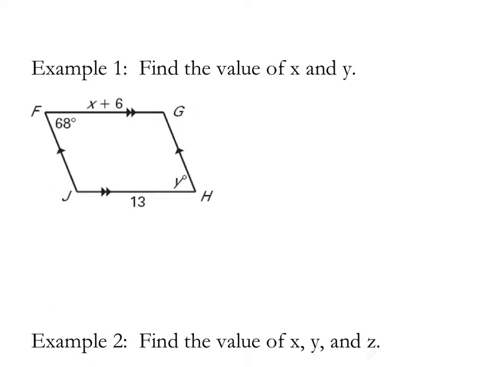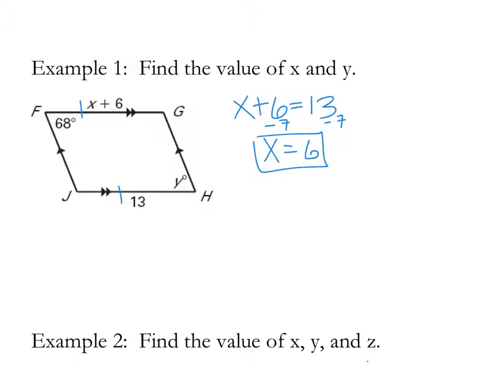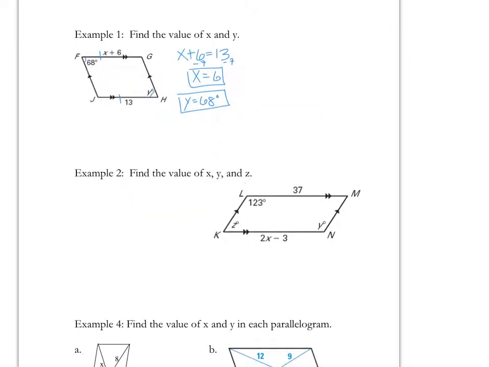So first, here's a side. If I know x plus 6 is going to be the same as 13 because opposite sides are congruent, x plus 6 equals 13. So minus 6, and there's my x. Now I have to find my y. Well, just like opposite sides are congruent, opposite angles are congruent. So y is 68 degrees. So if you know your theorems, these problems become very simple. But you've got to know your theorems.